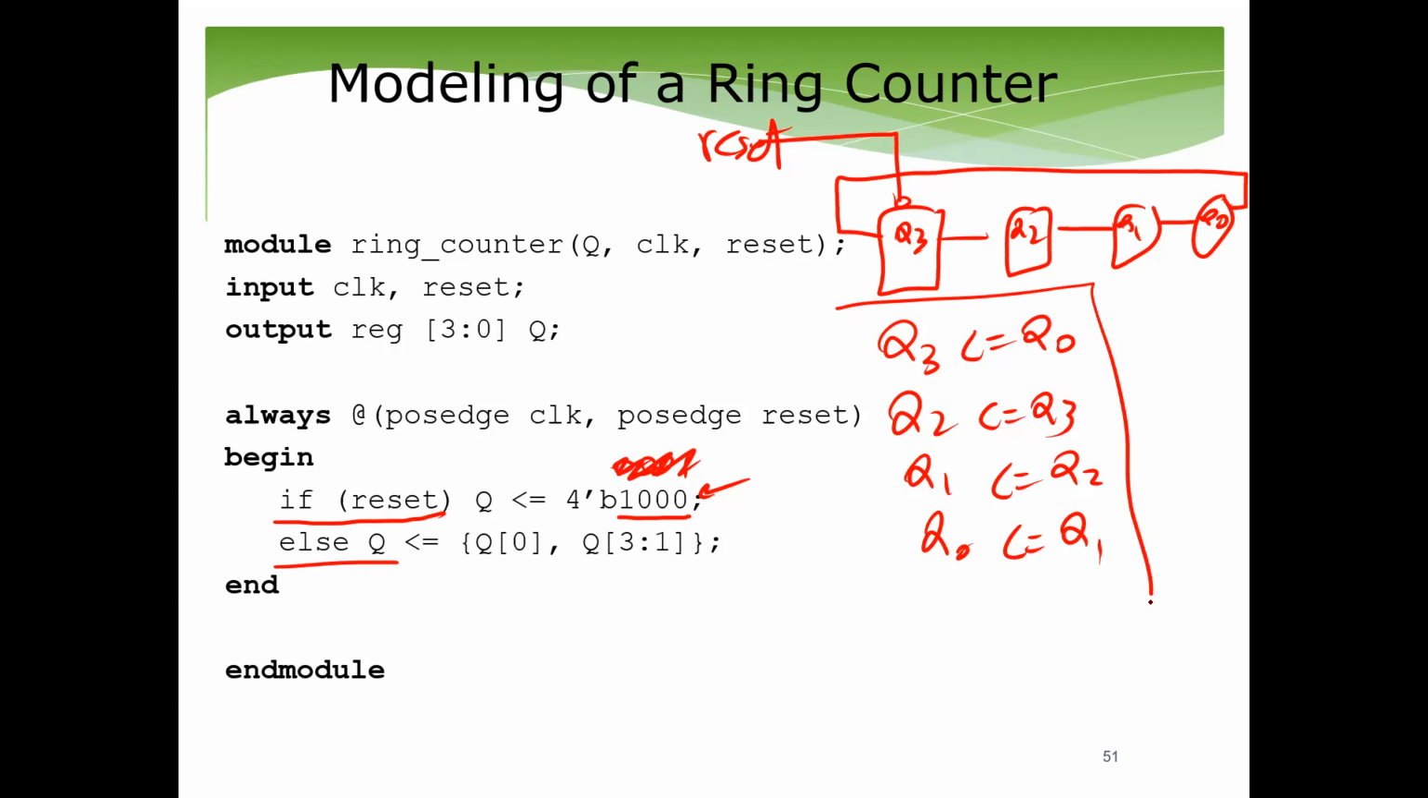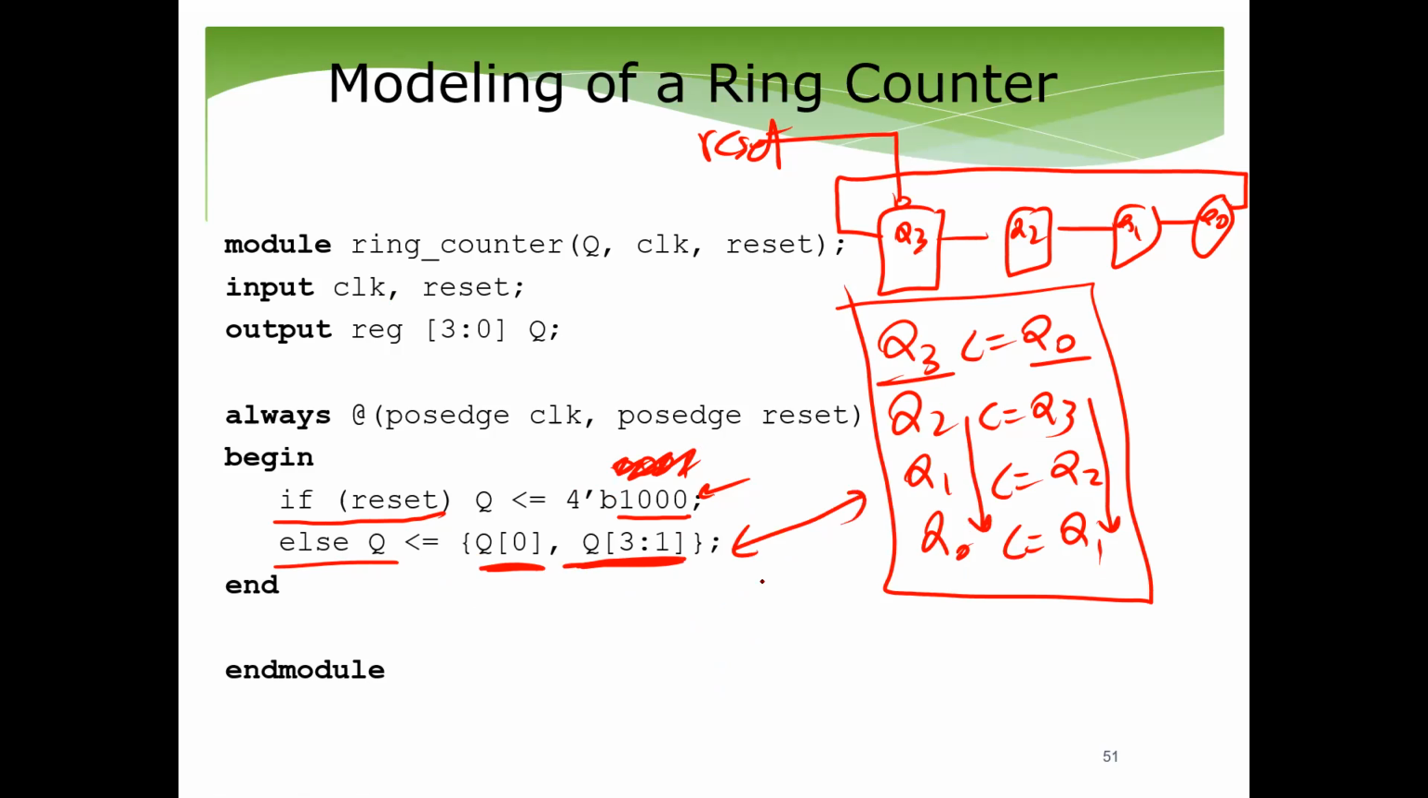You can write this, or if you want to do it in concatenation form, it's going to be as follows. Q3 is reading Q0, so I'll put Q0 for the MSB. And then for bits 2 to 0, we're going to read 3 to 1, so we'll just put Q[3:1] right here. So these two codes are equal.